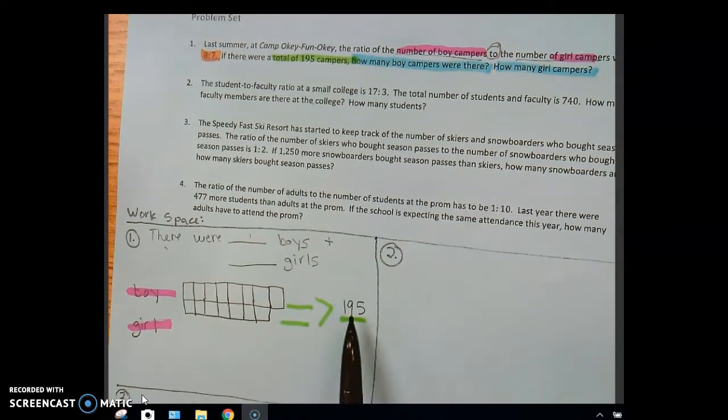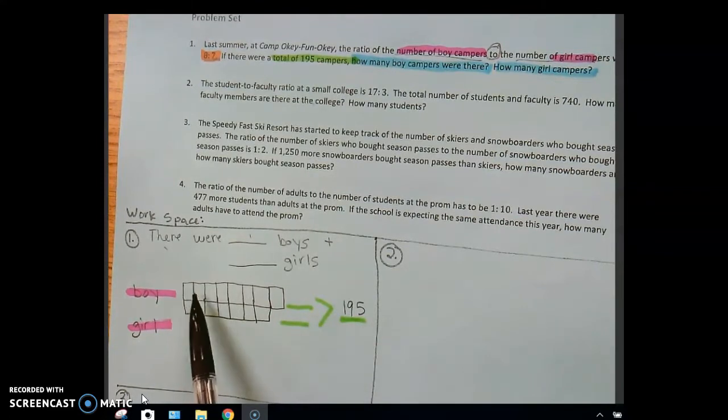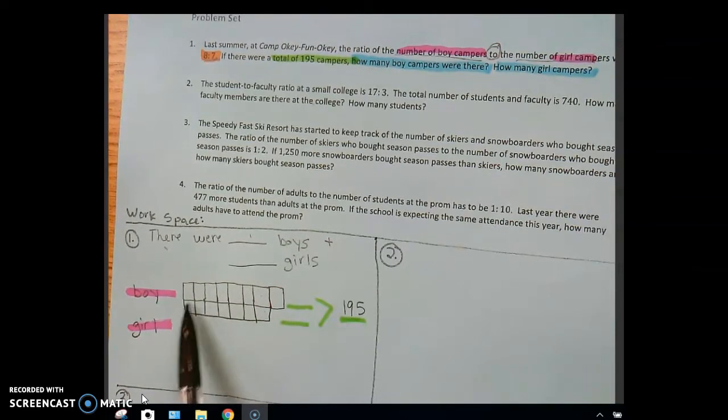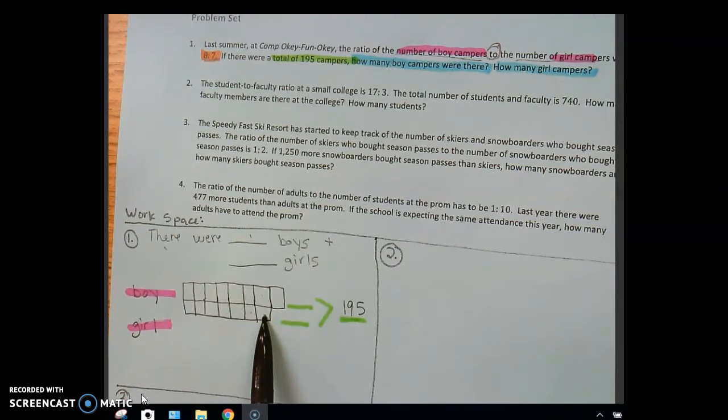Well, what I do is I take this 195 and I have to split it evenly between all of these boxes. Remember, all of these boxes are the same size. They're the same size groups. So I need to take 195 and split it evenly, or another way to say that is take the 195 and divide it between all of these boxes. So I have 8 boxes up here, 7 boxes down here. I know 7 and 7 is 14, so one more means I have 15 boxes. So I need to take this 195 and divide it between 15 boxes.